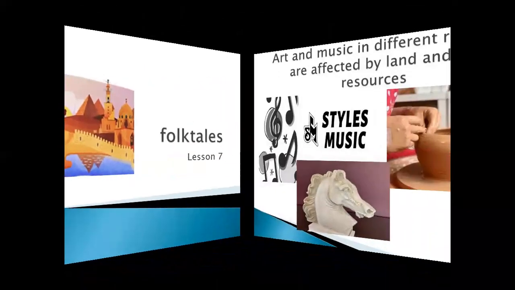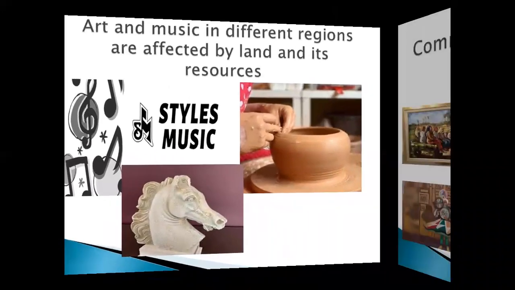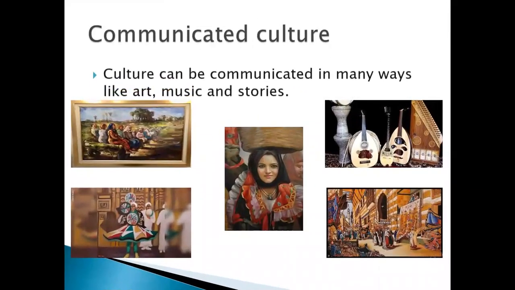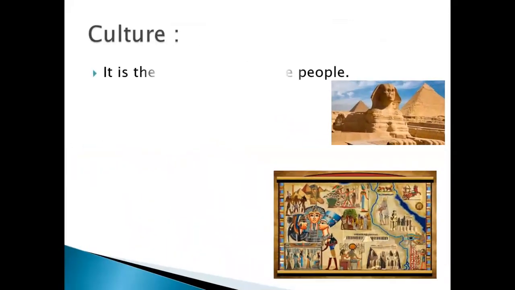In our last lesson, we talked about art and music, how they are different in different regions, and how they are affected by the geography or land of this region and the resources found there. We have learned also that art and music are some ways to communicate our culture. Stories are another way to communicate culture. Do you remember that culture is the way of life of people? Telling stories is a way to communicate about culture.